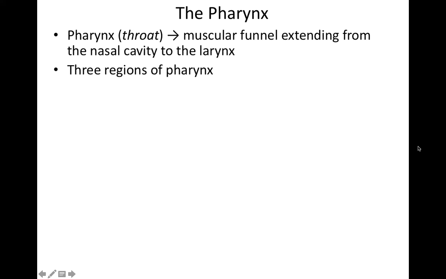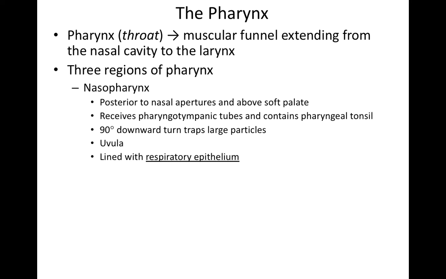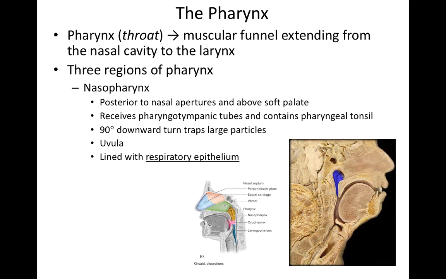So the pharynx is basically a muscular funnel. It runs between the nasal cavity all the way down to the larynx and is divided into 3 regions. The most superior is called the nasopharynx. Here it's indicated in yellow, and it is shown on the cadaver right here. This runs basically from that posterior nasal aperture down to the level of the soft palate, which is this structure right here.